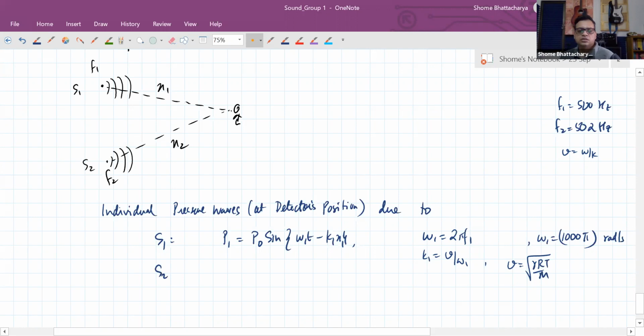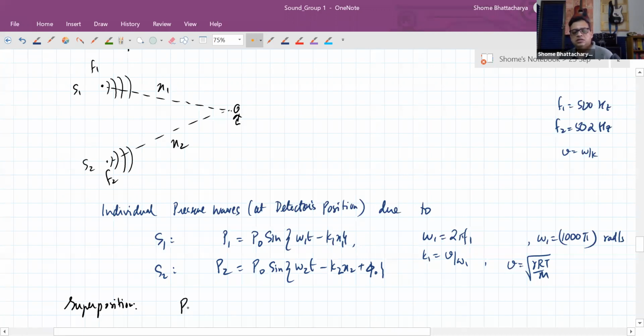Now the second source is creating a pressure variation, and the only thing that is common between the two, let's assume, is the pressure amplitude. That will just make life a little simpler. And suppose the sources are having some phase difference also, some initial phase constant phi naught is involved. So now the superposition of the two results in a net variation of pressure of P1 plus P2.